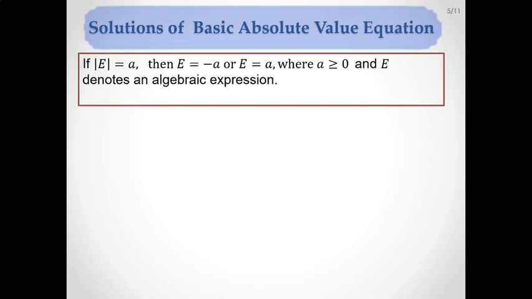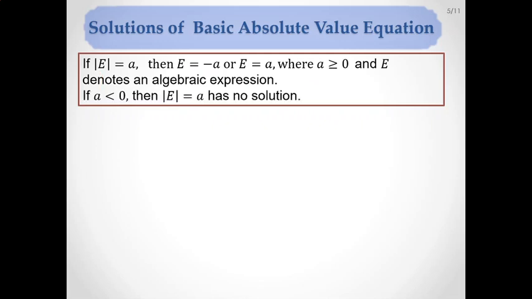Now, absolute value equations. This is the key information here. If the absolute value of an expression is equal to a, then this expression is equal to minus a or equal to a. And here, of course, we take a to be bigger than 0. If a is not bigger than 0, then this is not possible, no solution.